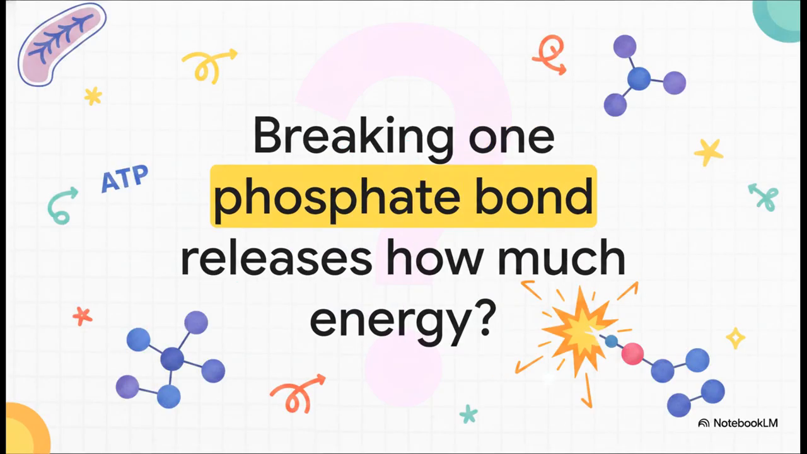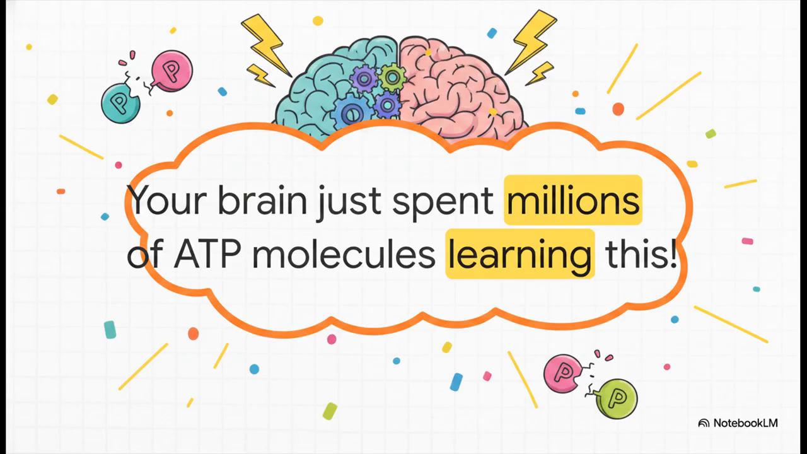Last question, really challenge yourself here. Breaking one phosphate bond in ATP releases how much energy per mole? I told you this number was absolutely crucial for your exams. Fantastic, it is precisely 7.3 kilocalories per mole. You all did an incredible job today.